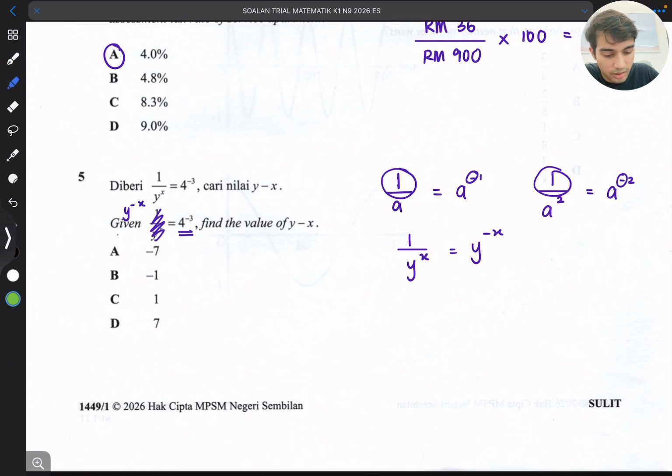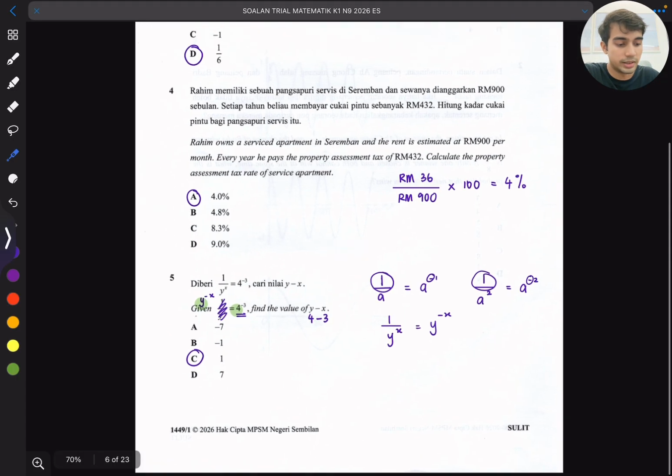That means y is 4 and x is 3. So 4 minus 3 is 1. Don't write negative 3, because we are comparing both, and both also have the negative. So we don't look at the negative. We just look at the number 3 here. So 4 minus 3 is 1. Answer D. Done.